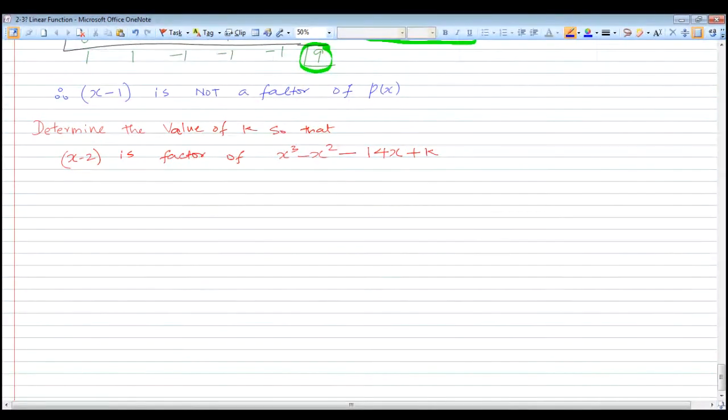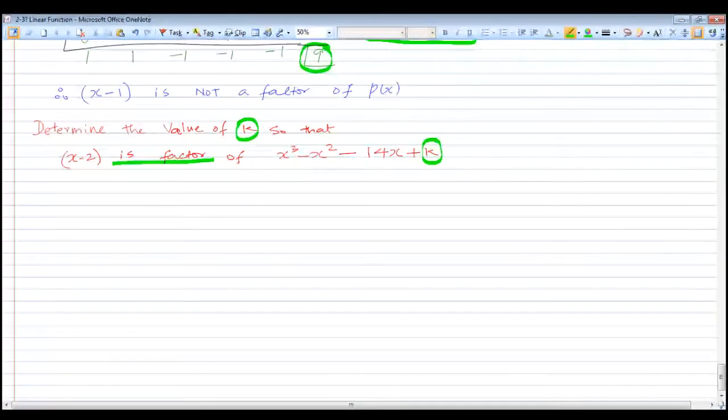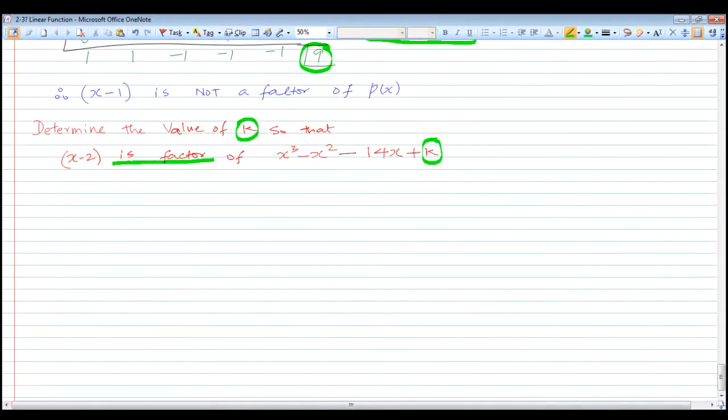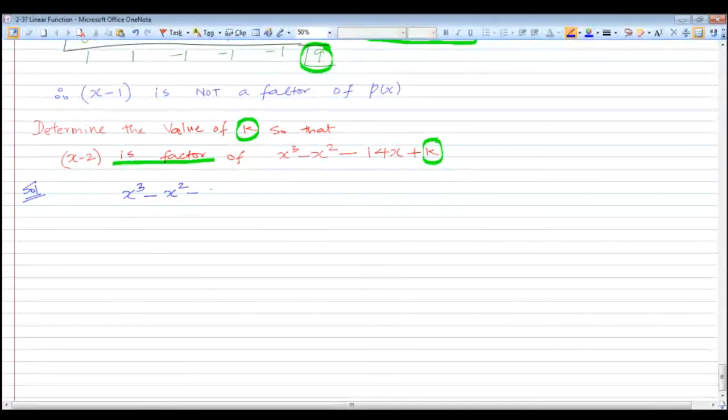See the difference between the last problem and this problem. Here I have to calculate the value of k, right? Since I have to calculate the value of k and it is directly given in the question that this is the factor. What do you mean by factor? If it is a factor, it means the remainder must be 0, right? So in the question itself it is directly given that this is a factor, you have to calculate only the k value. How will you calculate? This is the same thing. x power 3 minus x square minus 14x plus k.